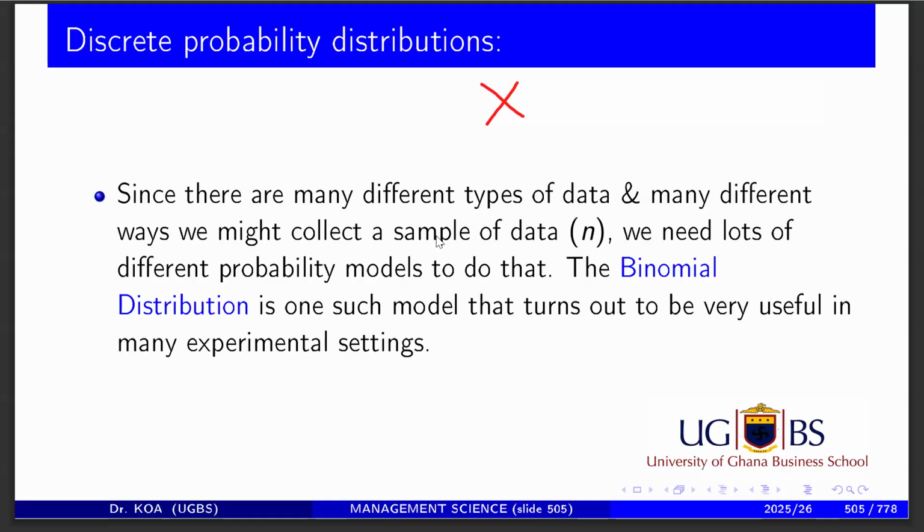Now, there are many types of data. Because of that, there are many different ways for us to collect sample data, and so we need lots of different probability models. So if I'm going to collect this particular sample data, I need the distribution, and hence I need a probability model. One particular probability distribution that is common is the binomial distribution. It is that kind of model that will turn out to be very useful in many practical settings. So I want to start by looking at binomial probability.